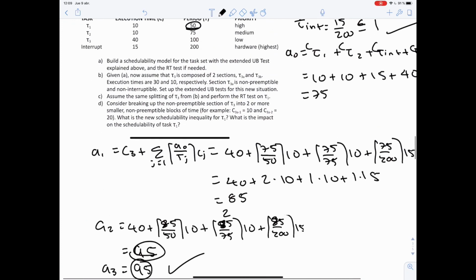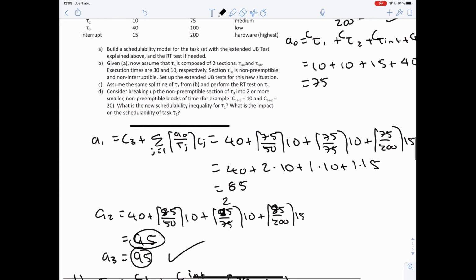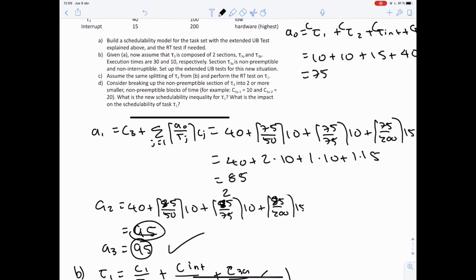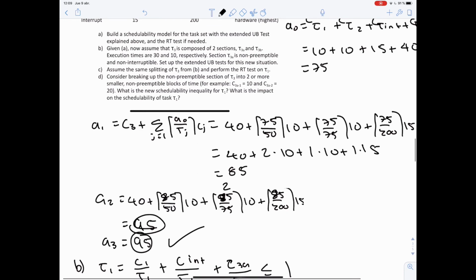For 3D, we break up task 3 into 2 or more smaller non-preemptible blocks of time. So we're going to have 3A being split up into 2. We have 10 and 20 in this case right here. And we're going to have to develop an inequality for task 1.